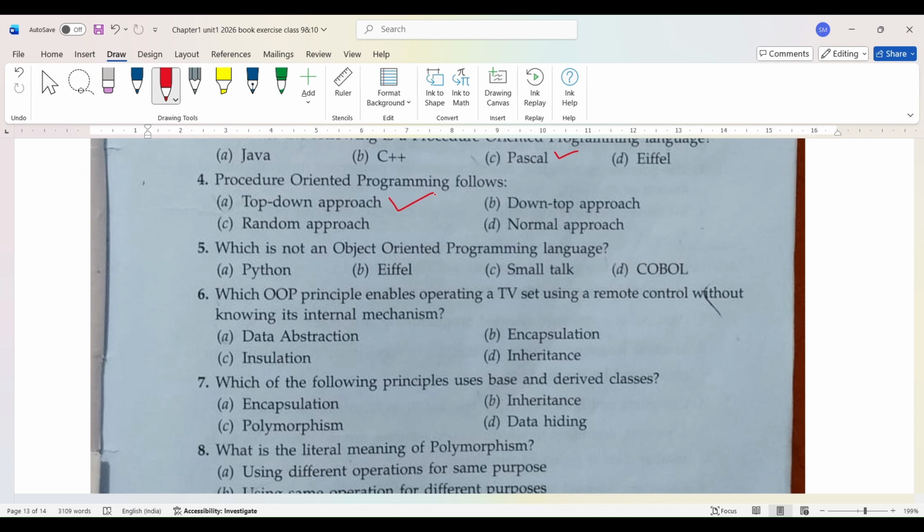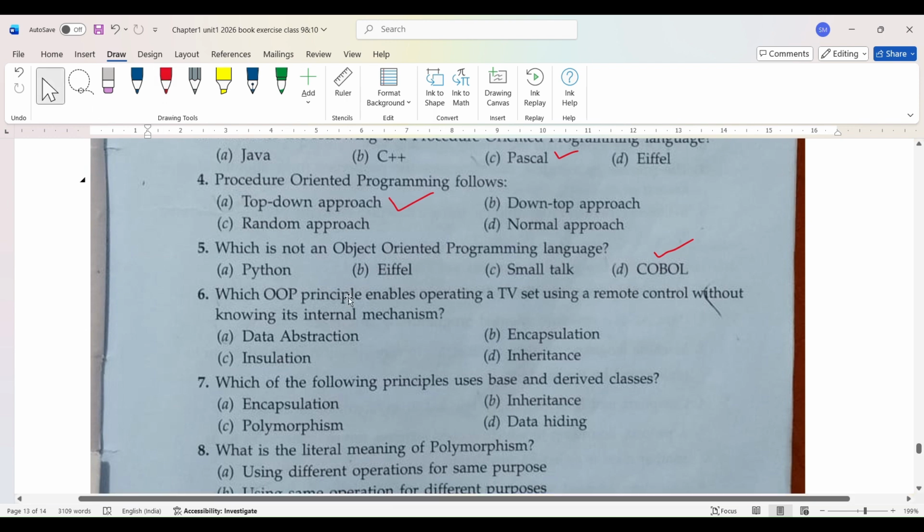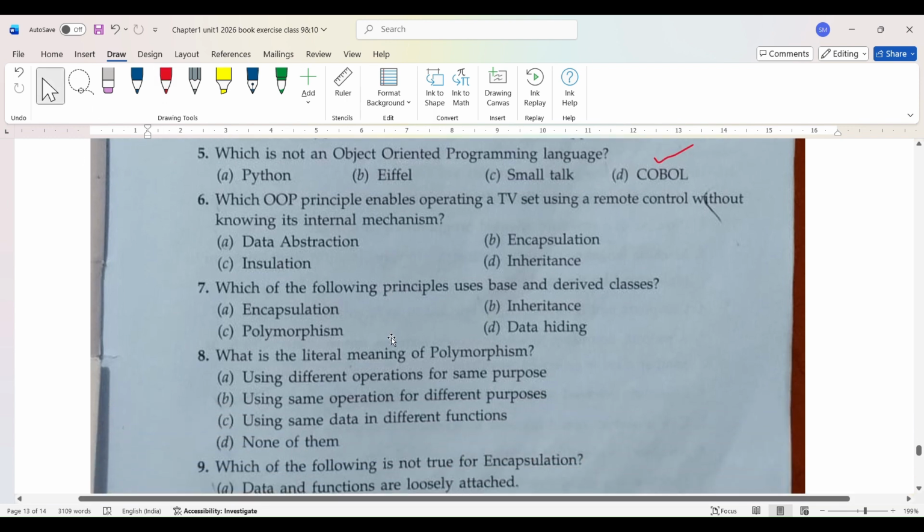In procedure-oriented programming, the whole program executes from top to bottom. In object-oriented programming, the program is built from objects which start from the bottom and move upward. Next question. Which of the following is not an object-oriented programming language? Python, OOPL, Smalltalk, or COBOL? COBOL is a procedure-oriented programming language, not object-oriented. So COBOL is the correct answer.